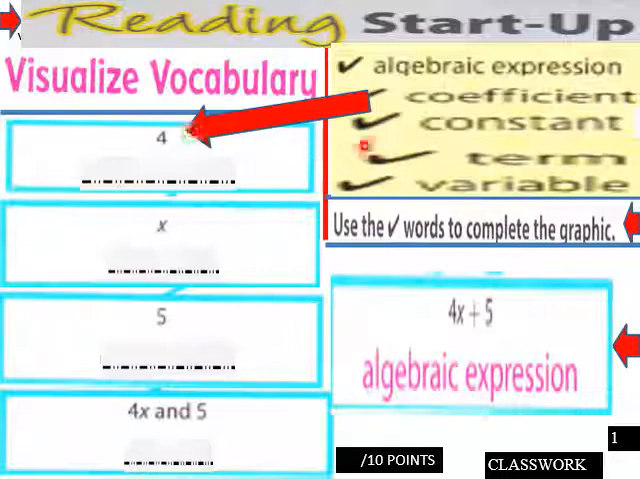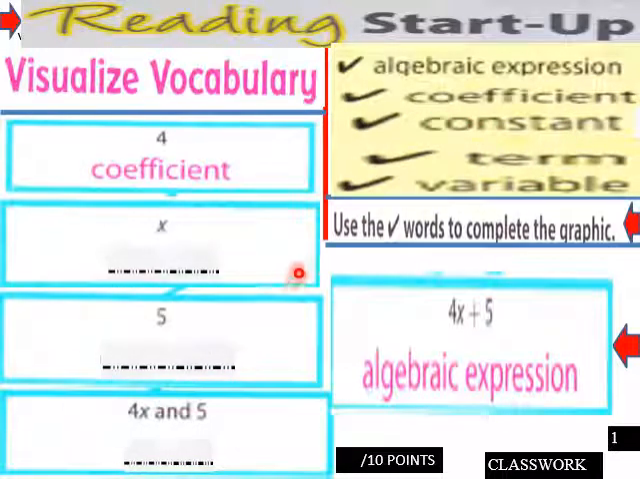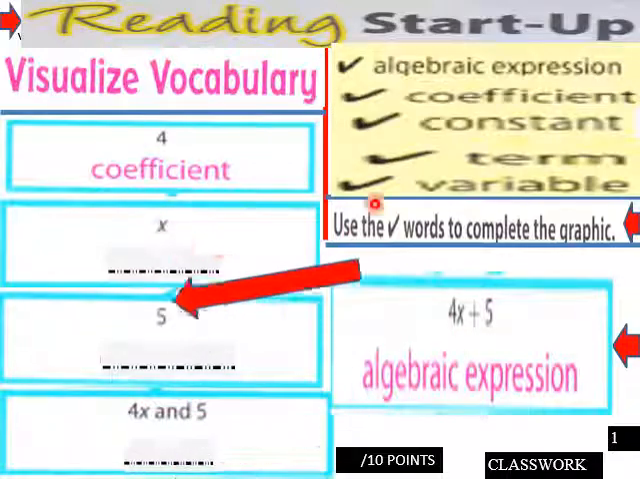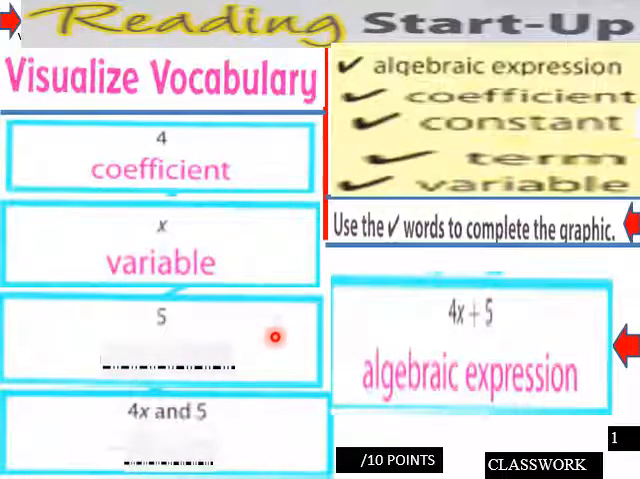And then 4 is a, I guess it could be a coefficient. It could be a term. It could be a constant. But in this case, they call it a coefficient. Because over here we had 4x, so 4 would be the coefficient of that. Then x would be what? It would be the variable in this algebraic expression. The x would be the variable.